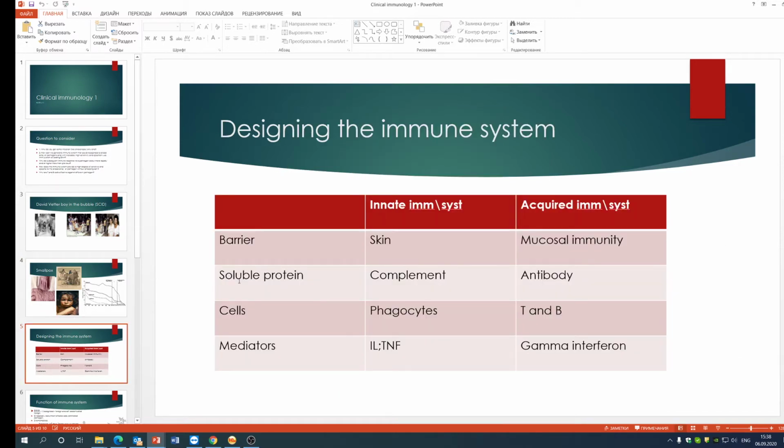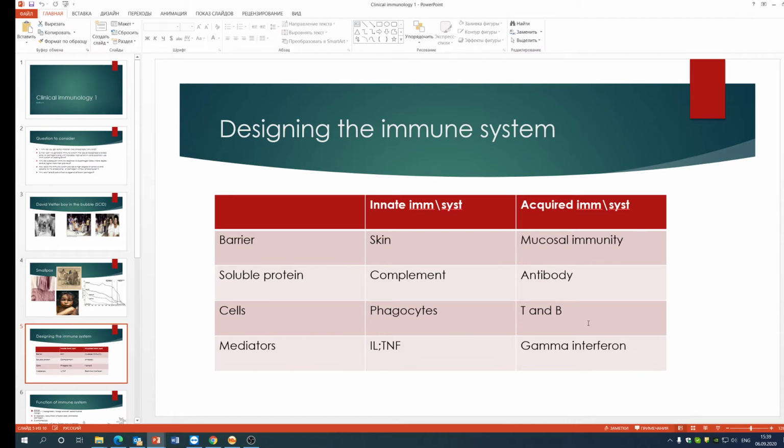Designing the immune system. It is presented as the innate immune system, the acquired immune system, and barrier organs. The barrier organs are the skin and mucous immunity. Soluble proteins in the innate immune system include complement, and many proteins produced by the liver. Cells of the innate immune system are involved in phagocytosis: macrophages, dendritic cells, and Langerhans cells.